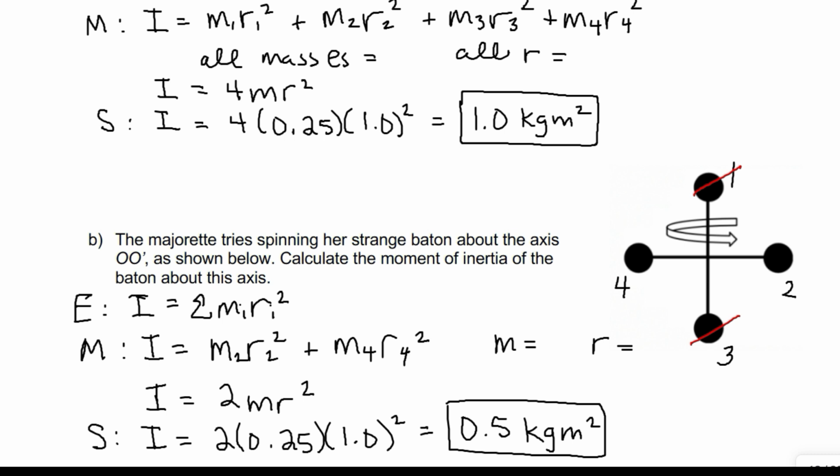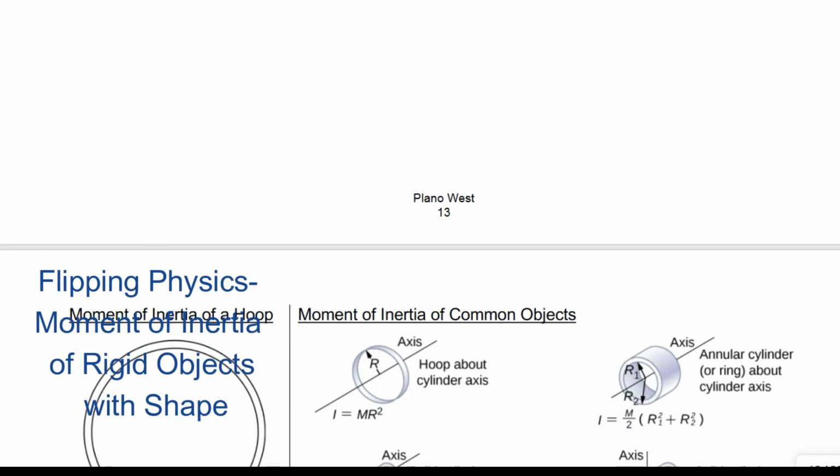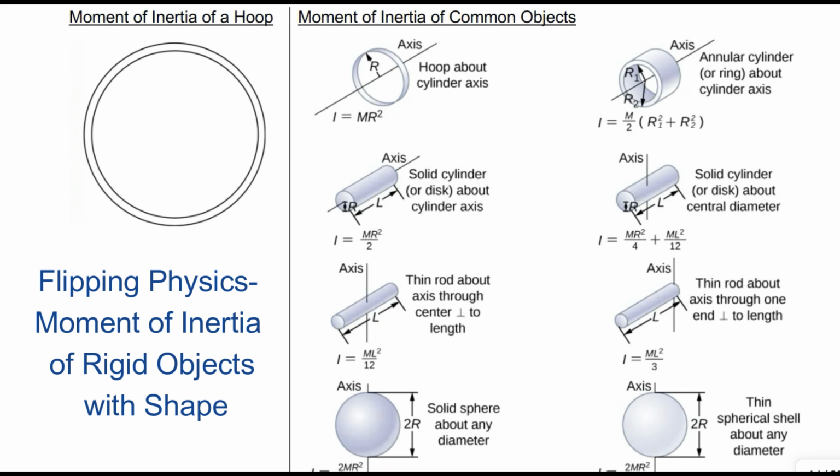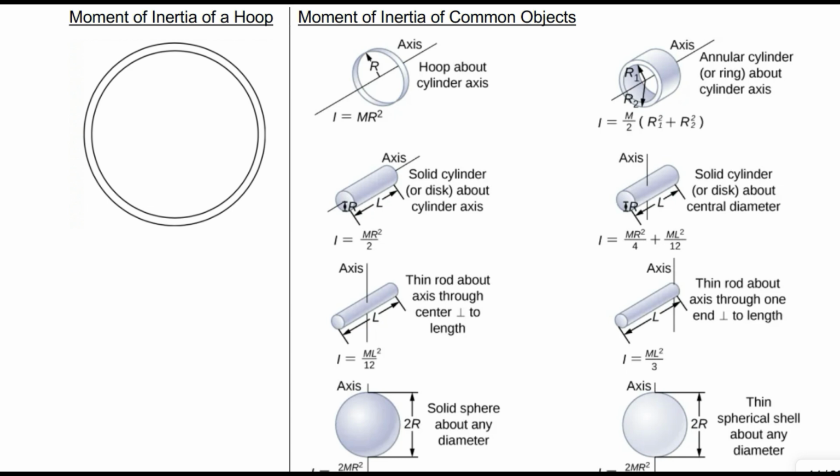As we move to the next page, I'm going to really recommend that you watch the Flipping Physics video on moments of inertia of rigid objects with shape, because these are a little bit trickier. One of the things that you're going to learn in that video is the idea that moment of inertia, if you have a rigid object, a solid object, is made up of a whole bunch of point masses. Like we had 4 points that were attached by rods around the axis of rotation in the middle.